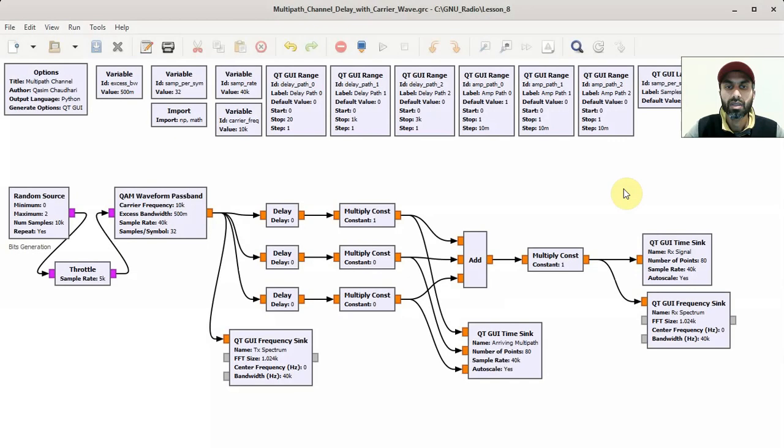In the previous flow graph, we did not include the carrier wave to show the effect of the symbols themselves, plus ones and minus ones, and how they add up to produce constructive and destructive interference. When the carrier wave is present, then the phase also comes into play in addition to amplitude and delays. Let us see how.